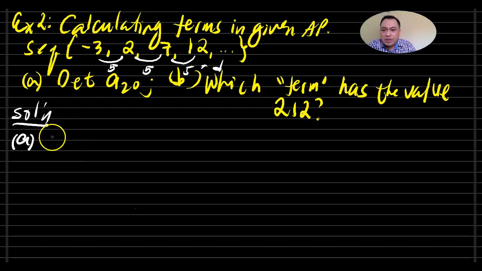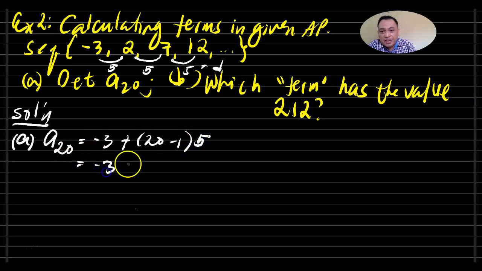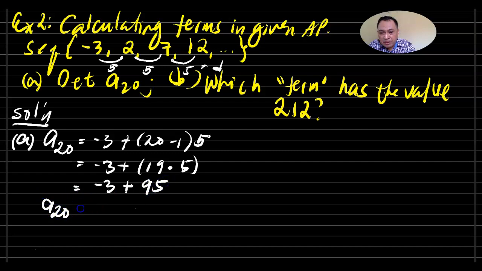Having said that, we're now going to determine A20. A sub 20 is equal to the first term, negative 3, plus 20 minus 1 multiplied by the difference, which is 5. That's going to be easy. Negative 3 plus 19 times 5. 19 times 5 is 95. Negative 3 plus 95, so our A20 is going to become 92. Okay, so that's the answer.